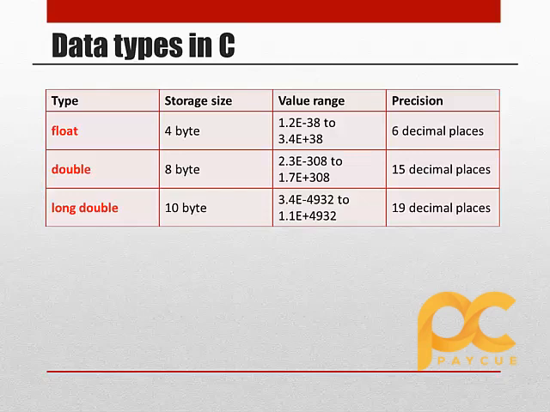Long double, its storage size is 10 bytes, holds up to the given value range, and its precision is 19 decimal places. So this was the introduction to basic data types in C. From the further tutorials, we will go to the C programming and write some codes.